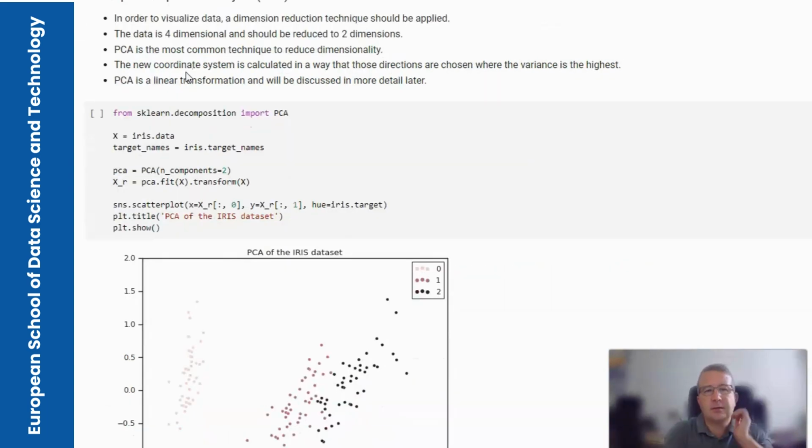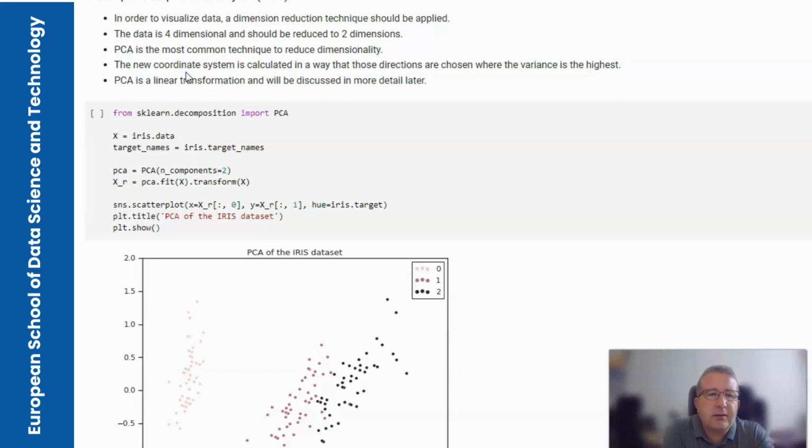Another visualization technique is principal component analysis. So if you want to visualize a data and it's more than 2 dimensions, which is pretty much normal, so we work with high dimensional data, then the data should be reduced to 2 dimensions. And PCA is very common and the most common technique to touch your data for visualization, and there are also other purposes. It's a linear transformation.